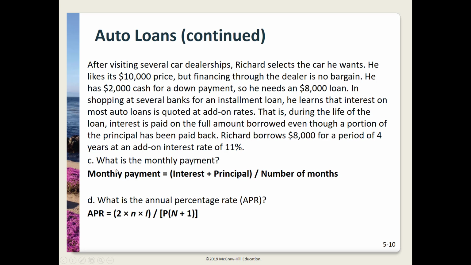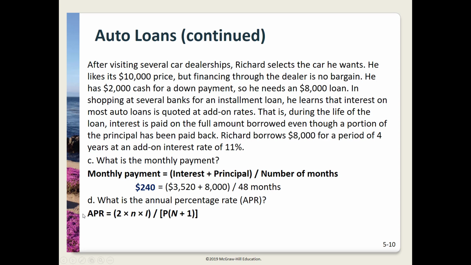In part C, so we're still on the same problem, we need to find out what the monthly payment will be. So for the monthly payment, here's our formula. We'll take the interest plus the principal and then divide that amount by the number of months. So we're adding up our costs and spreading it out over the months. So our interest that we previously found in part A was the $3,520, and the principal being borrowed is the $8,000. When we add those two numbers up, we'll go ahead and divide it by 48 months because there are 12 months in a year and we have a loan for 4 years, so 12 times 4 is 48 months. So when I go ahead and plug this into my calculator, we get a monthly payment of $240.